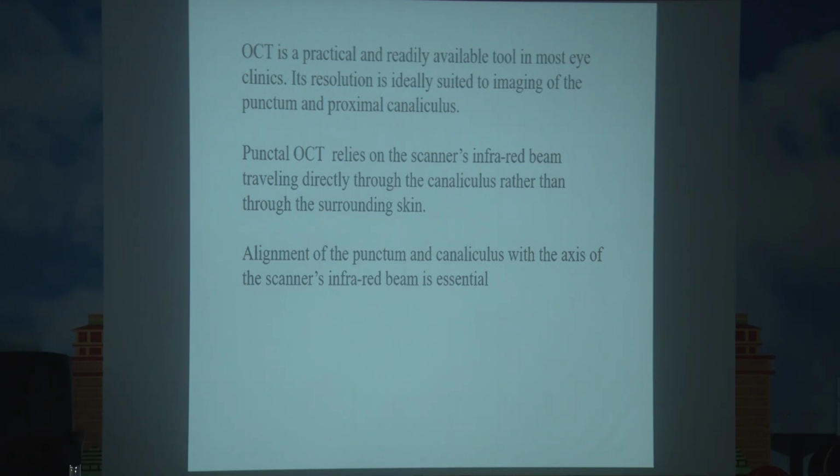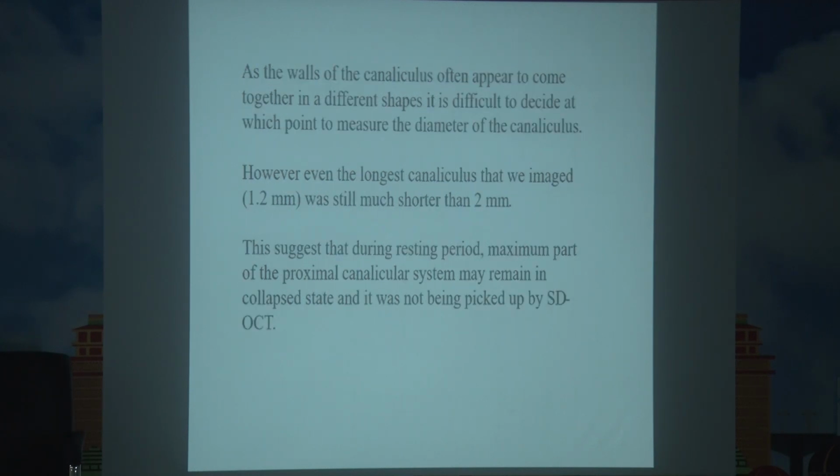OCT is a practical and readily available tool in most eye clinics. Its resolution is ideally suited to imaging of the punctum and proximal canaliculus. Punctal OCT relies on the scanner's infrared beam traveling directly through the canaliculus rather than through the surrounding skin. Alignment of the punctum and the canaliculus with the axis of the scanner's infrared beam is essential. As the walls of the canaliculus often appear to come together in different shapes, it is difficult to decide which point to measure the diameter of the canaliculus. However, even the longest canaliculus that we imaged was still much shorter than 2 mm.